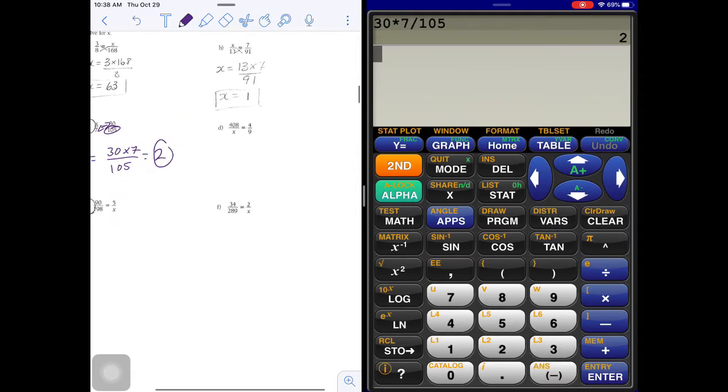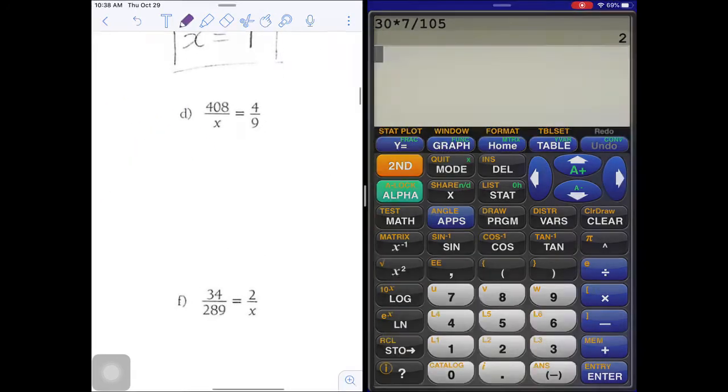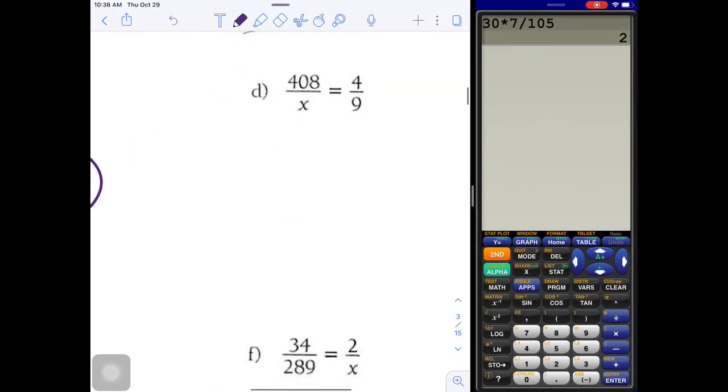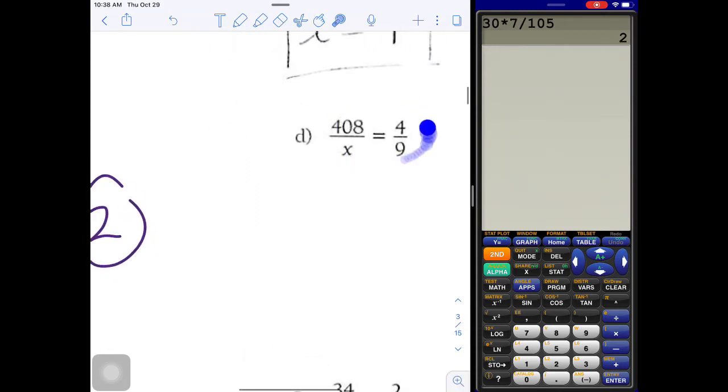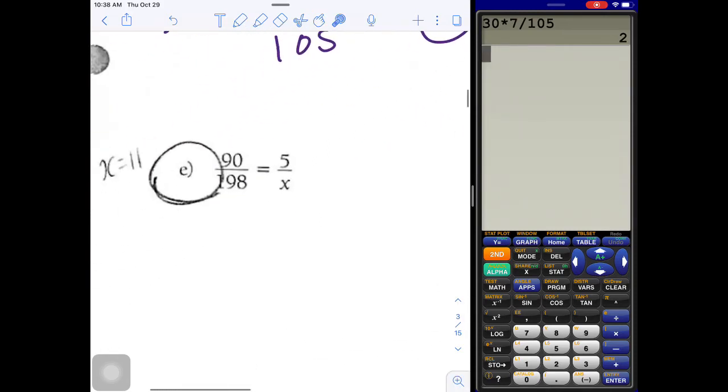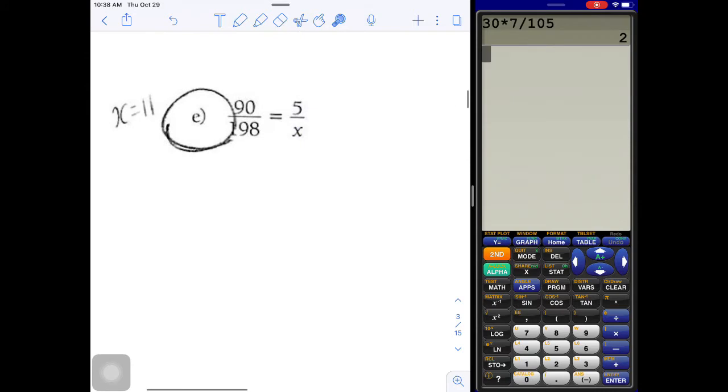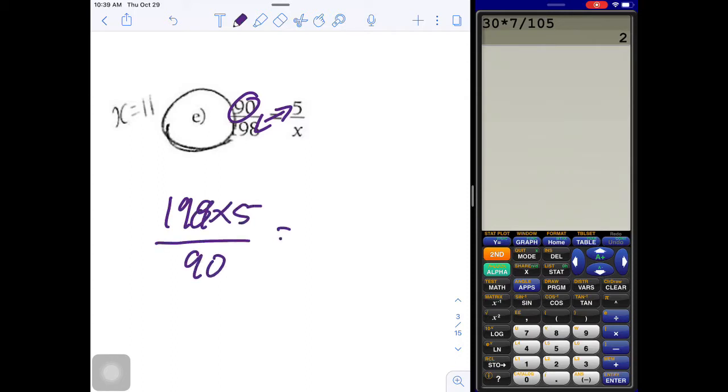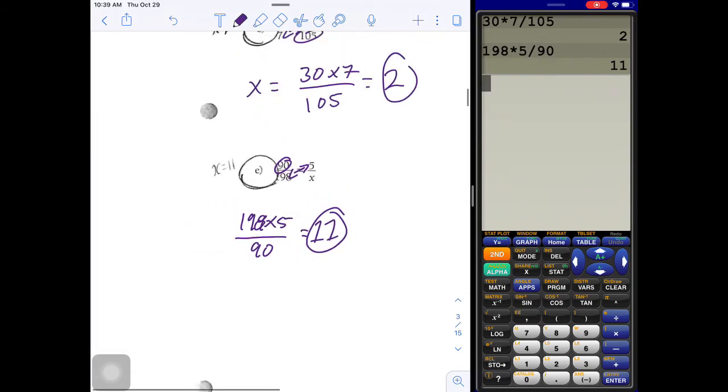Perfect. And remember, cross multiplication works wherever your x value is, as long as you have something that's set up in this particular manner. So let's try this one here. So here, I'm going to cross multiply these two numbers, so the numbers are crossed, and then divide the odd number out. So 198 times 5 divided by 90. And that gives me 11. Okay, so there is a quick little refresher on cross multiplication and division.